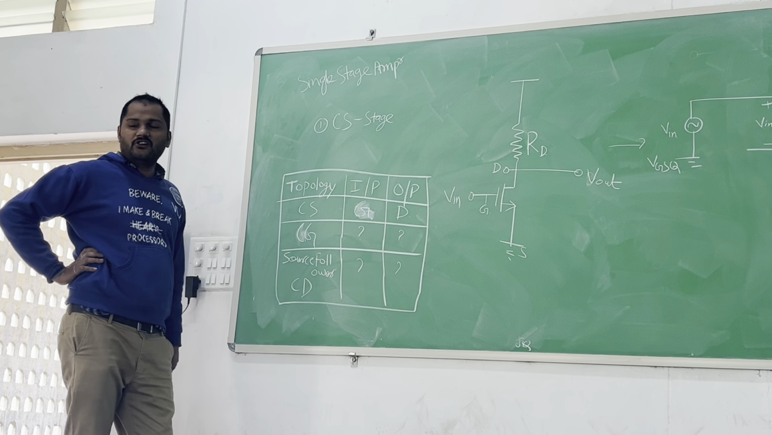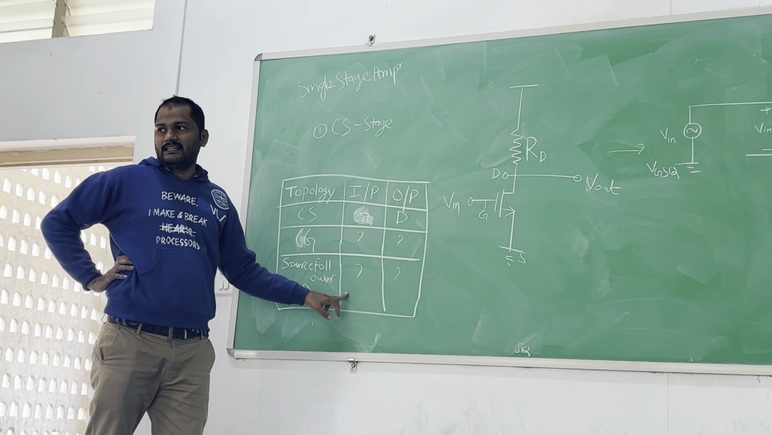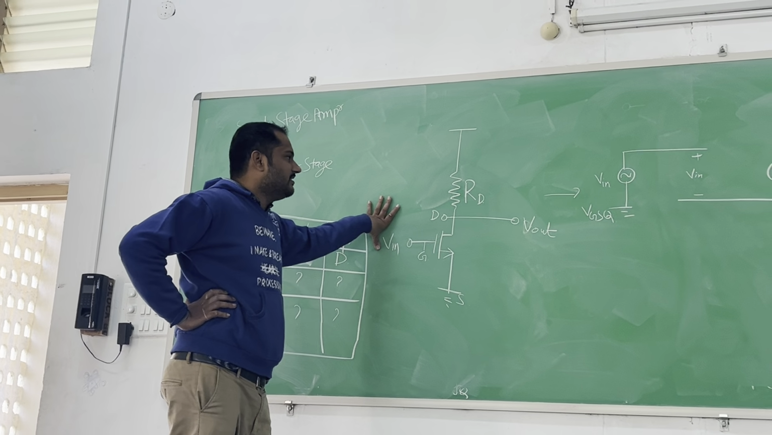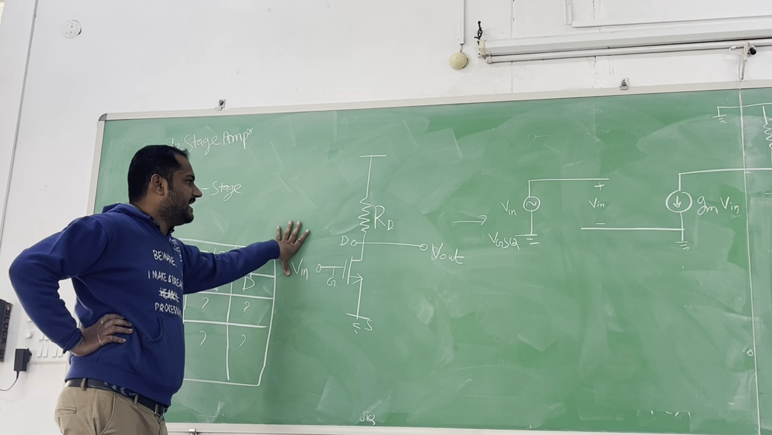Common drain is also called source follower. This input output you need to find out in the next class as an assignment. Okay, now this is the circuit diagram for common source stage.